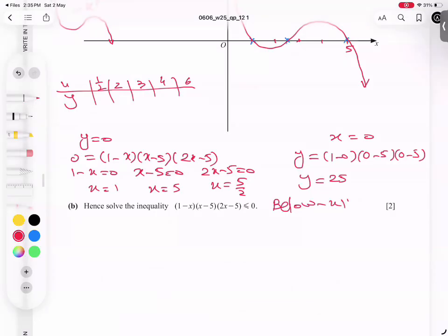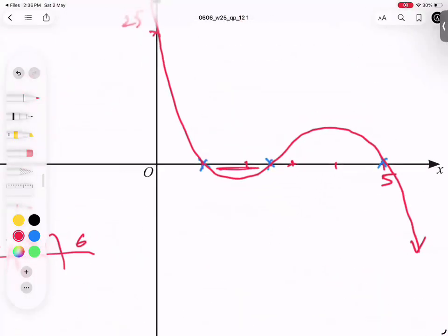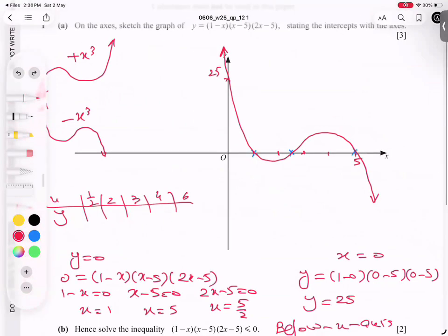Below x-axis, below x-axis. Now, which graph is below x-axis? You can see there are two portions below the x-axis. One, this portion is below the x-axis, and one, this is below the x-axis. So we have to answer for both. Let's see how we can answer for both.